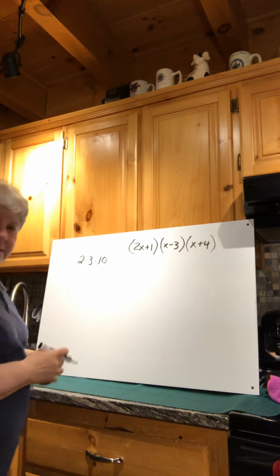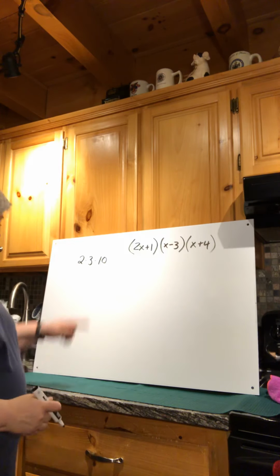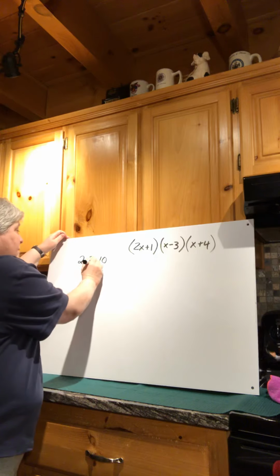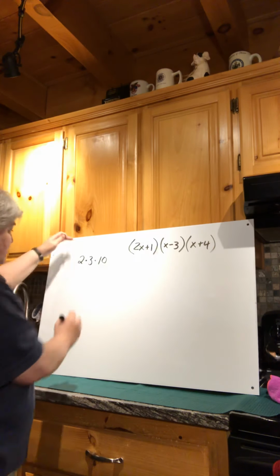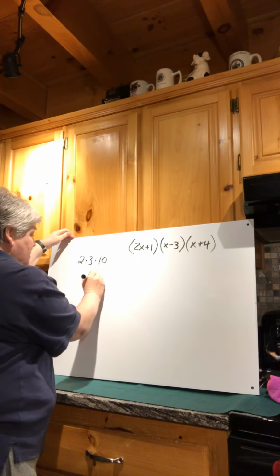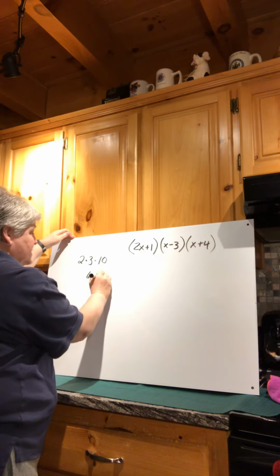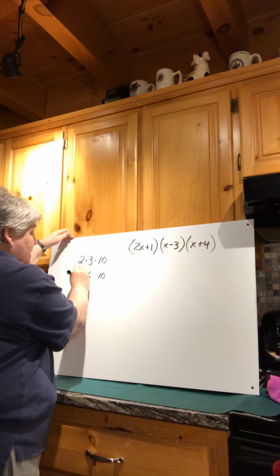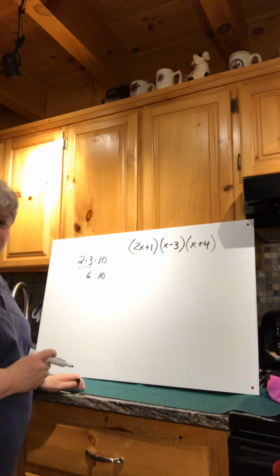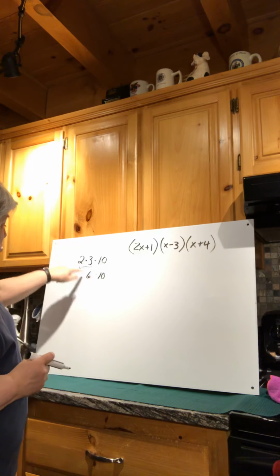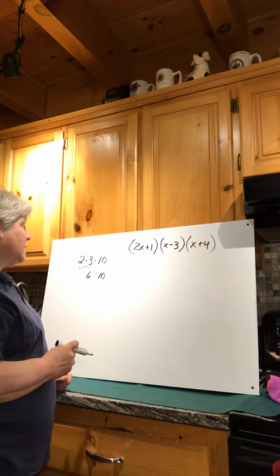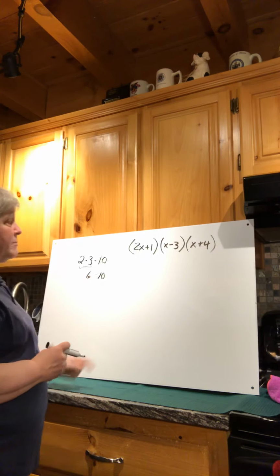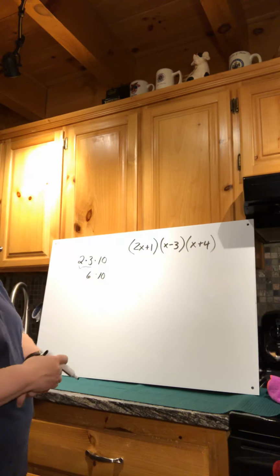2 times 3 times 10. Something like this, we would know instinctively to multiply 2 times 3 is 6. And then we take the 6 and multiply it by the 10. So what we really did is we multiplied two quantities together and then took the result and multiplied it by the remaining quantity. Well, that really gives us the biggest hint on how to do this problem.